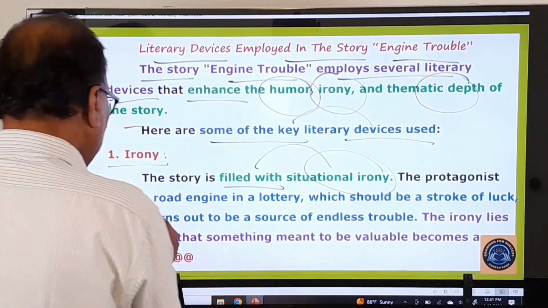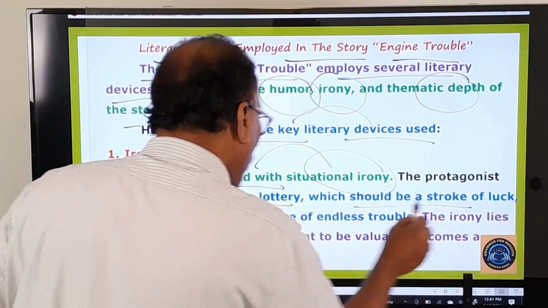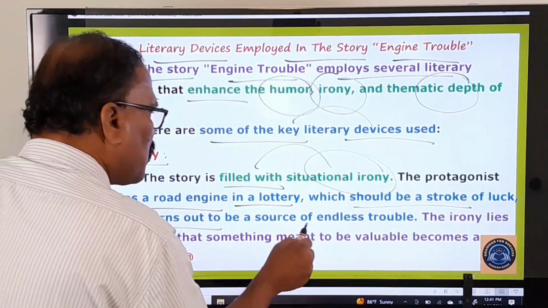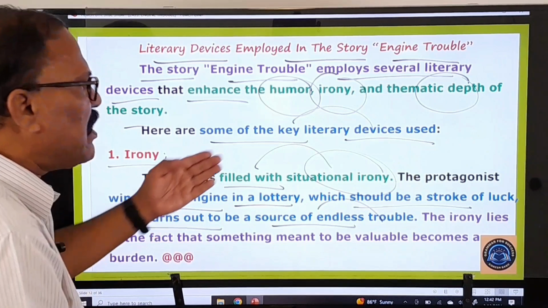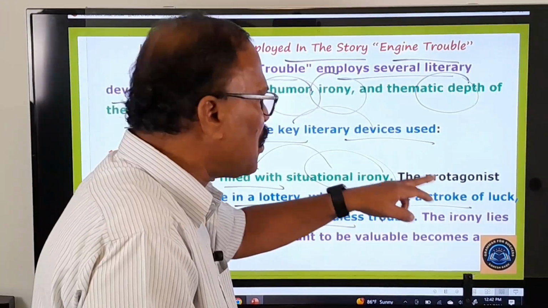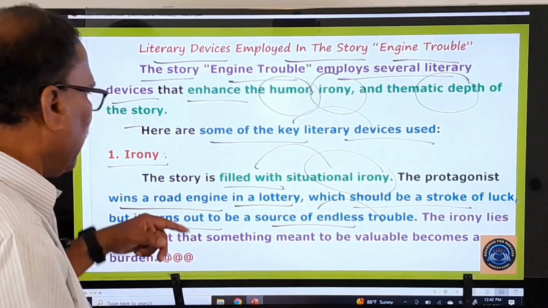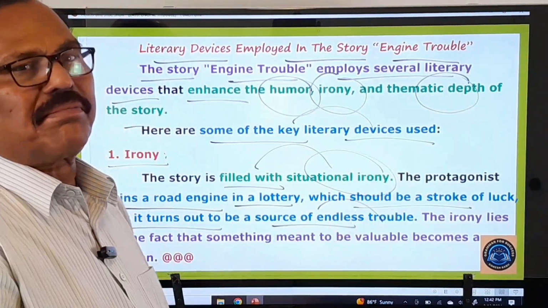The protagonist wins a road engine in a lottery, which should be a stroke of luck, but it turns out to be a source of endless trouble. Actually, this road engine which the protagonist wins in a lottery must become a stroke of luck to him, but it has become a source of endless trouble. That is only the irony.